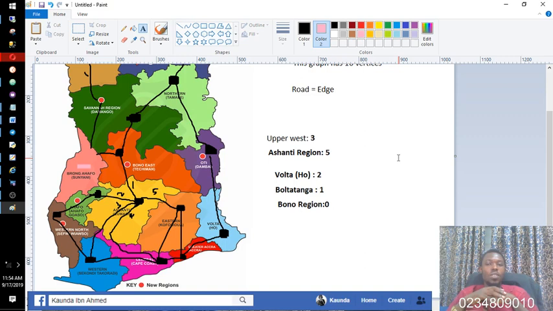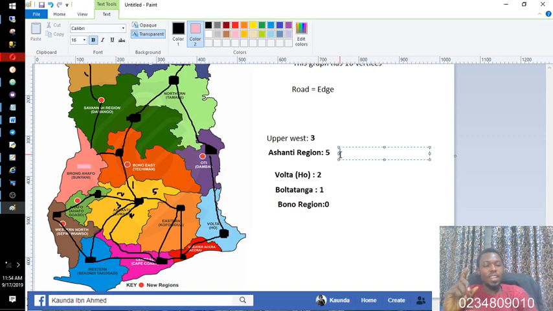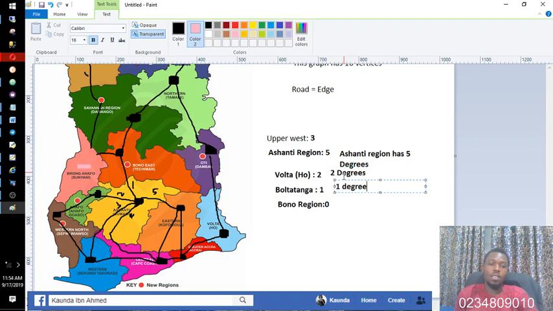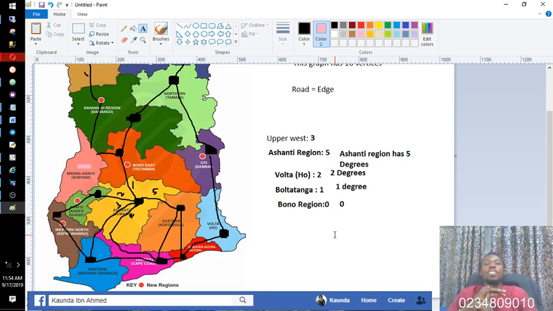Now, in graph theory, you will see Ashanti region has 5 degrees. Volta has 2 degrees. Volga has 1 degree. And then Bono has 0 degrees. So these are the three terms. The regions represent the points. We are calling them vertices. Then the line linking them, we are calling it an edge.